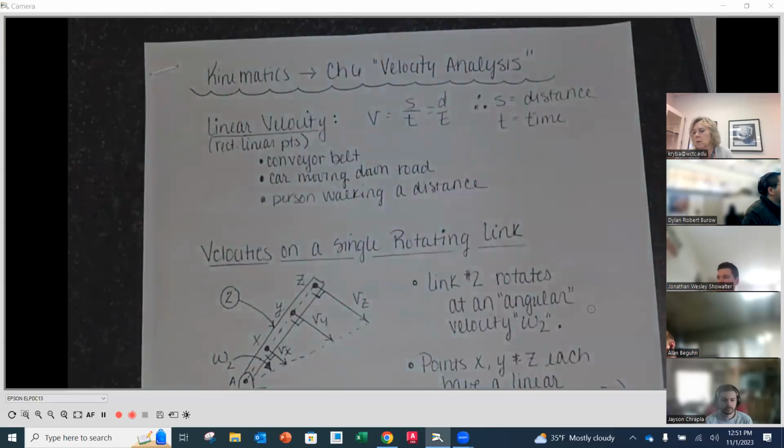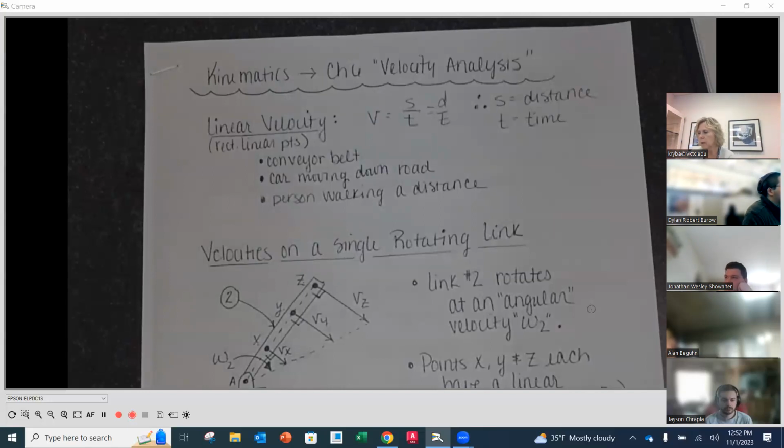So it can be that very same unit: distance. Rectilinear velocity can be that conveyor belt, maybe a car moving down the road going past us, or a person walking a distance. Those are all linear velocities. We calculate those by how much distance that thing or person covered in what amount of time. Like our example before with the conveyor, we went 25 feet in 40 seconds. Then you divide 25 by 40 to get 0.625, and it's feet per second, looking at it per unit of time.